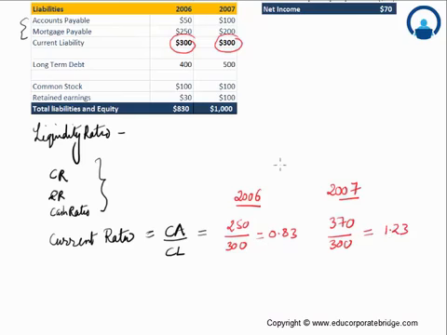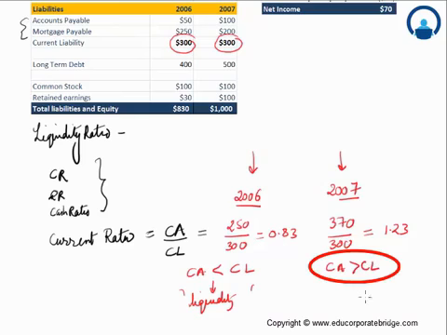So what we note is that in year 2006 current assets were actually less than current liabilities. So the firm was actually facing liquidity issues or a liquidity crisis. However, when we talk about 2007, current assets here were greater than current liabilities, and we can say that this is a desirable situation to be in.